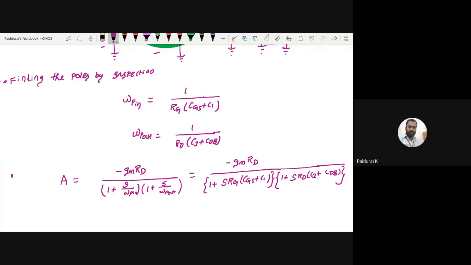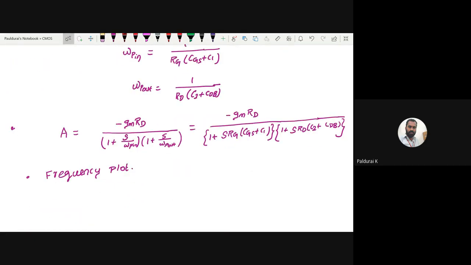After finding the gain, you know how to draw the frequency plot, even without calculating the magnitude for each and every number. Who will help us this time? Our Bode plot, omega in radians per second, gain in magnitude. It starts from minus gmRD. Guys, are you with me?